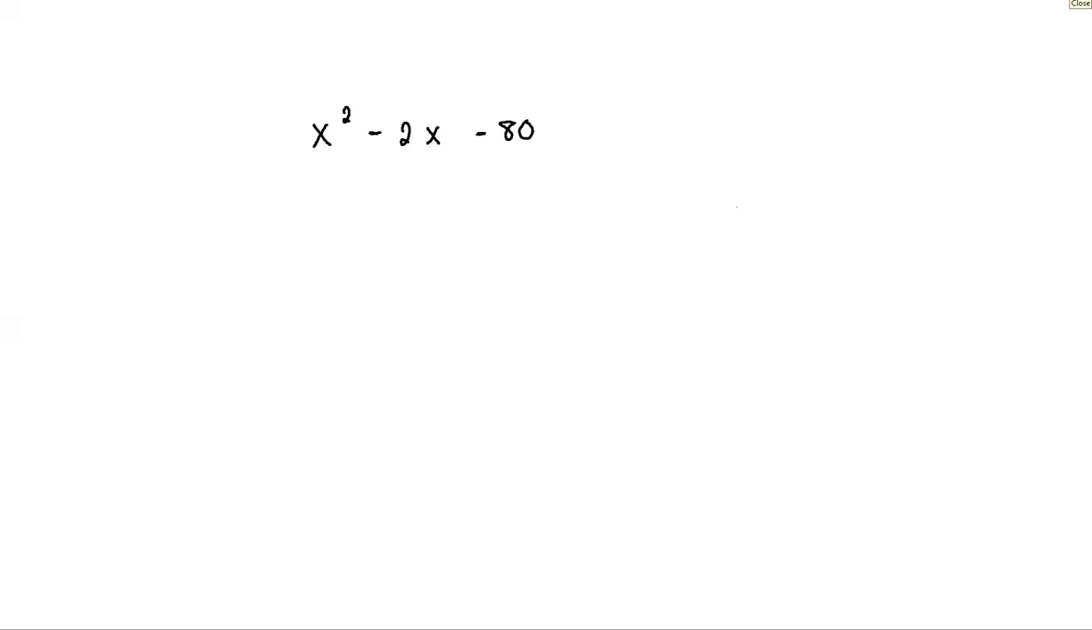We're going to try factoring again. We're going to try with some slightly harder problems. Again, I'm going to look at my factors of 80. I need two numbers that multiply together to give me 80, that add together to give me 2.